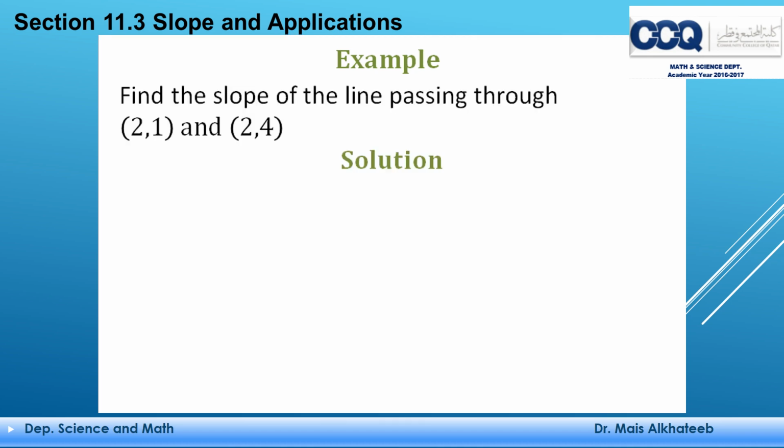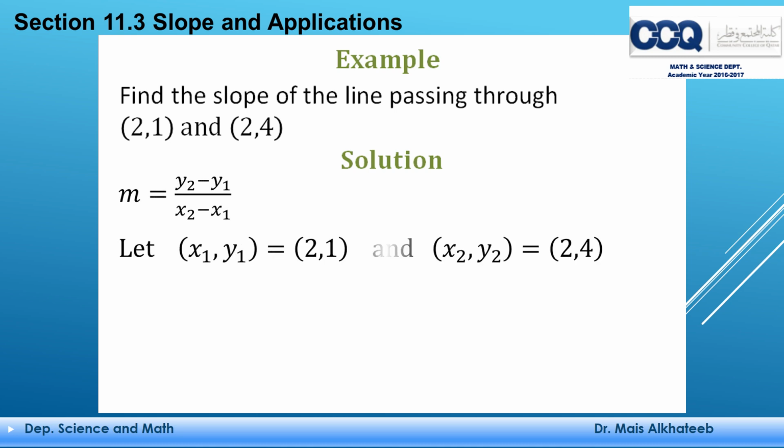Now next example: find the slope of the line passing through 2, 1 and 2, 4. Again x1 y1 is 2, 1 and x2 y2 is 2, 4, and we have to find the slope of this line. The rule is m equals y2 minus y1 over x2 minus x1. We substitute 4 for y2, 1 for y1, 2 for x2 and 2 for x1: 4 minus 1 is 3, 2 minus 2 is 0, so 3 over 0 is undefined.